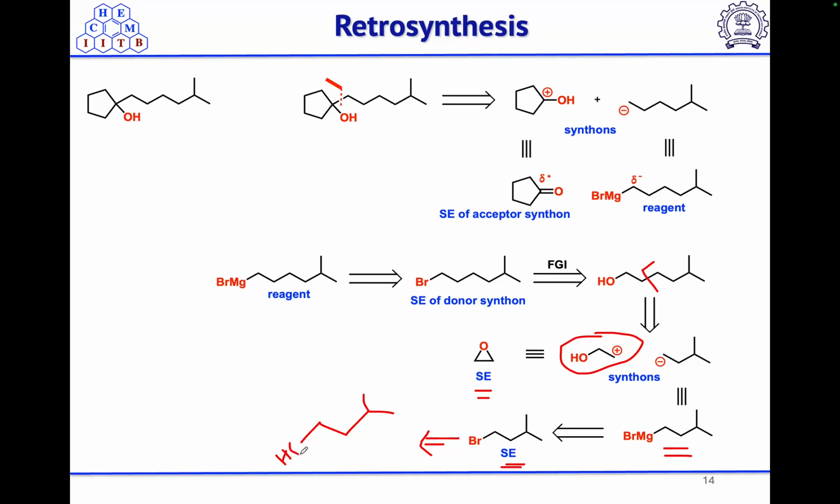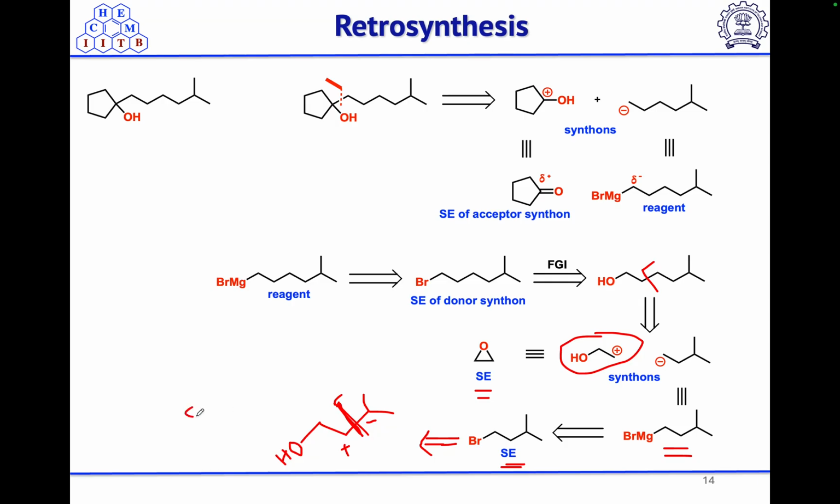So if you do Appel reaction, you will get this bromide compound. Now, how can we get this compound? Again, the same C-C disconnection approach. If we do this disconnection, again this is a positive charge and this is a negative charge. This positive charge, as you can see, can be derived from an epoxide.